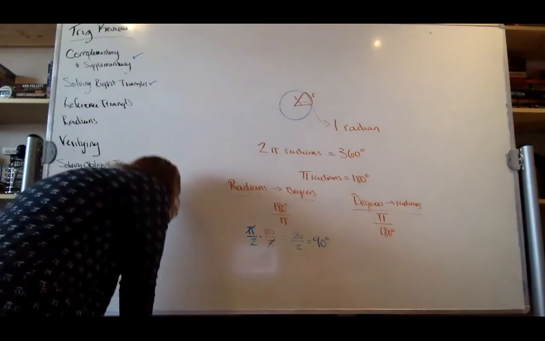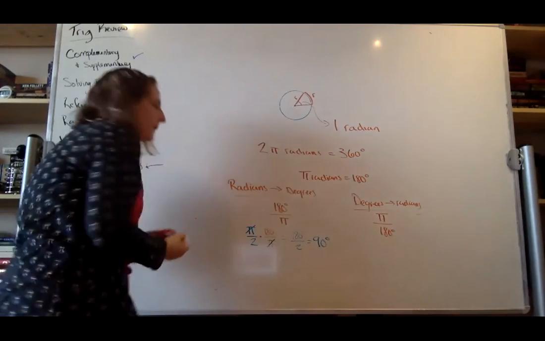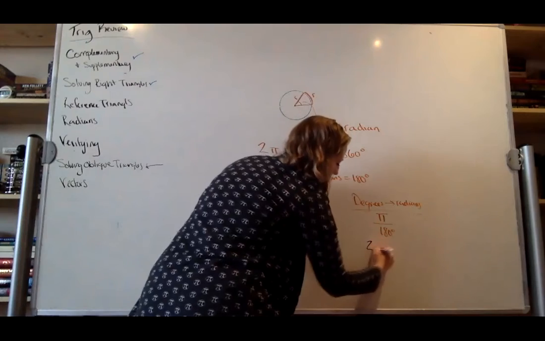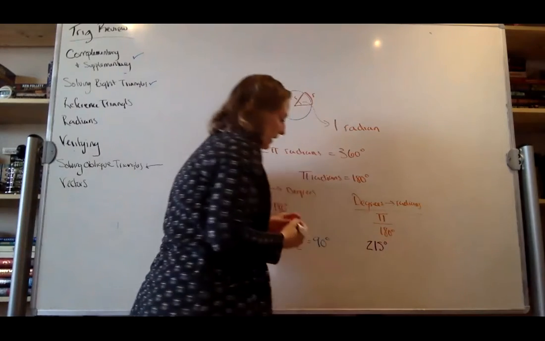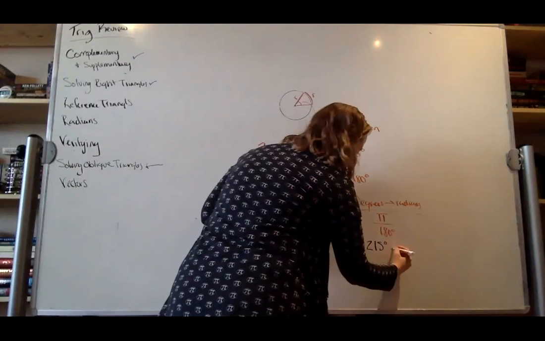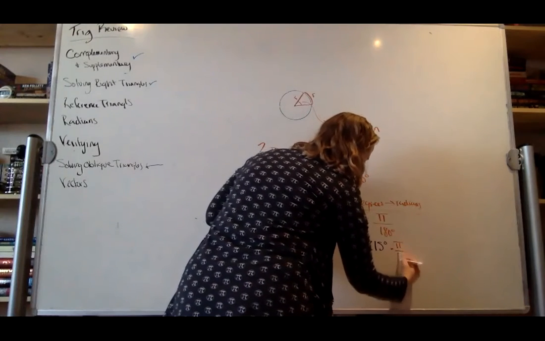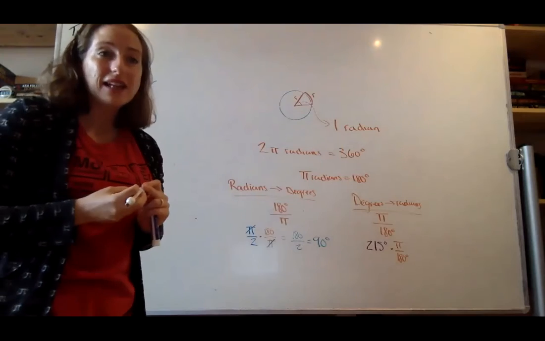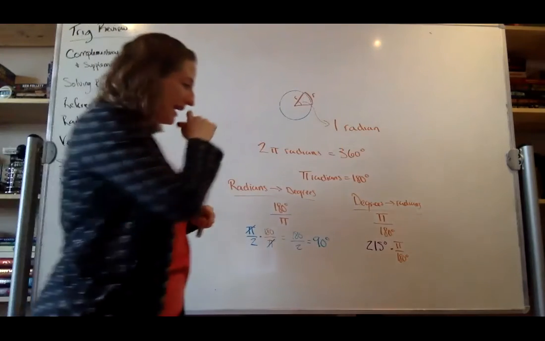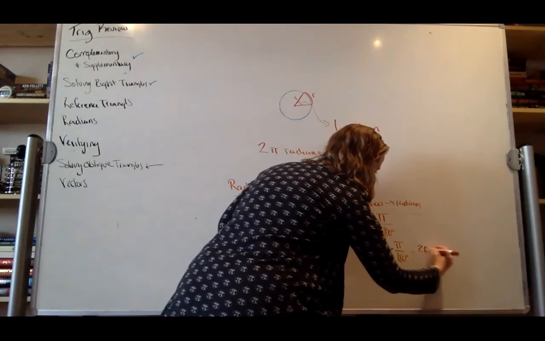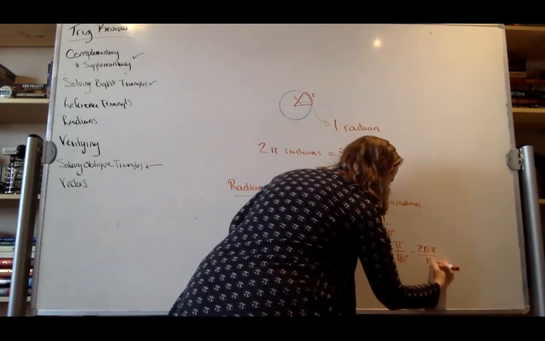Now what if we want to go the other way? Here, I'll change it, girl. What if I want to go from degrees to radians? Let's say we want to figure out what 215 degrees is in radians. Then I'm going to multiply by pi radians over 180 degrees. We're going to keep our answer exact, which means our answer should have a pi in it. That's going to look like 215 pi over 180.